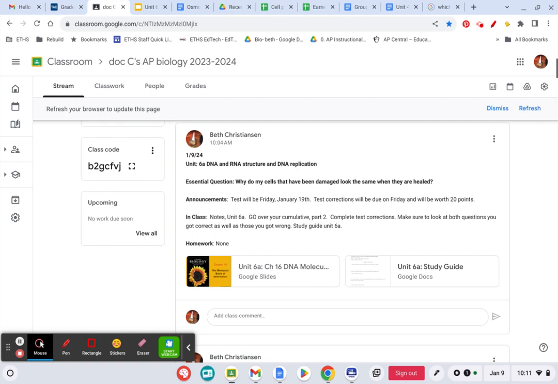If we go straight from 6A to 6B, it gets a little bit dicey because 6B is complicated. It's gene expression or protein synthesis, and it's difficult. So I like to do 6A first because it's not easy, but it's short. And then we go into genetics after that.